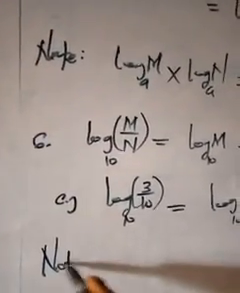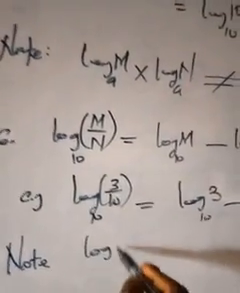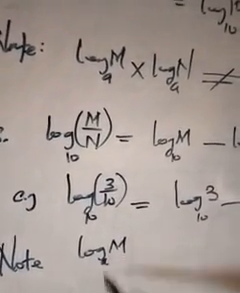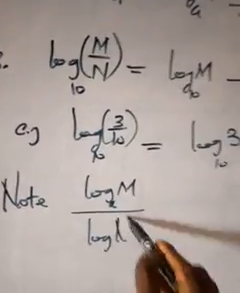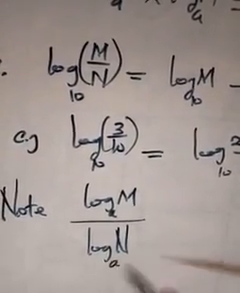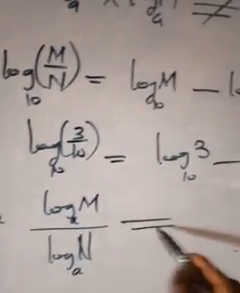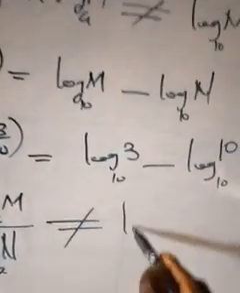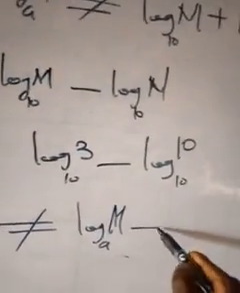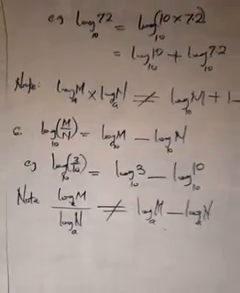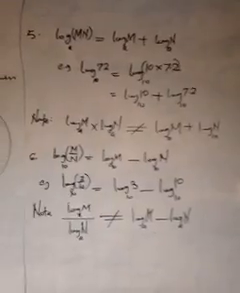Now I want us to take this one, very important: log m base a divided by log n base a is not equal to log m base a minus log n base a. So let's take this one, very, very important. It's very important when we are dealing with the theory of logarithm.